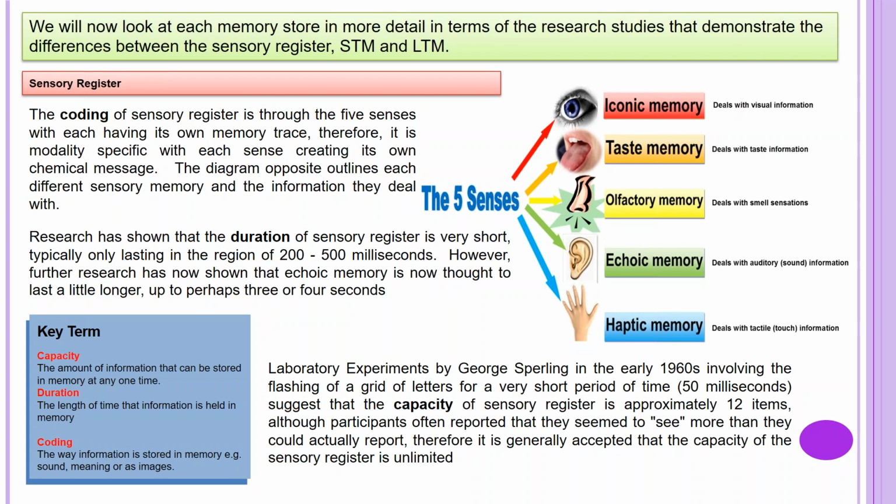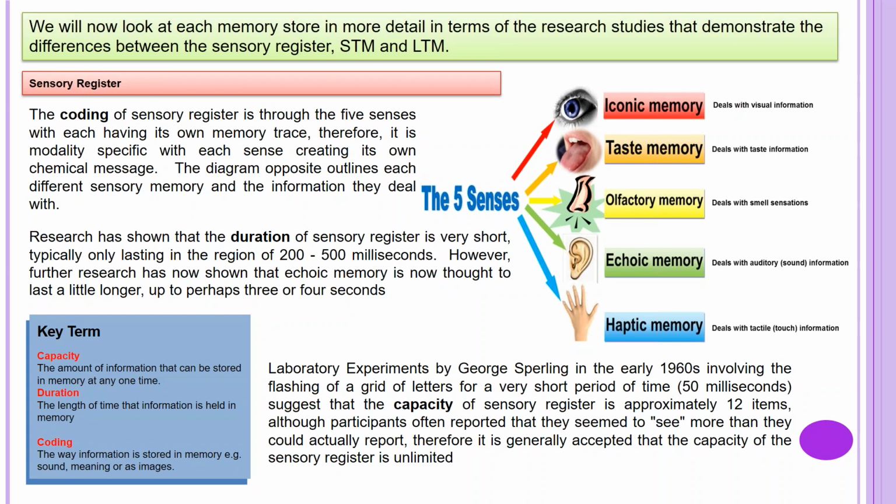Research has shown the duration of the sensory register is very short, typically only lasting in the region of 200 to 500 milliseconds. However, further research has now shown that echoic memory is now thought to last a little longer, up to perhaps 3 or 4 seconds. So the diagram: iconic memory deals with visual information; taste memory, obviously, deals with taste; olfactory deals with smell; echoic deals with auditory; and haptic deals with tactile, touch information.